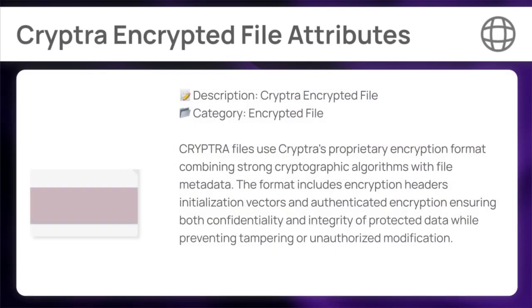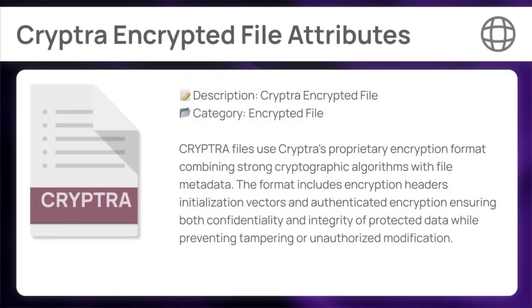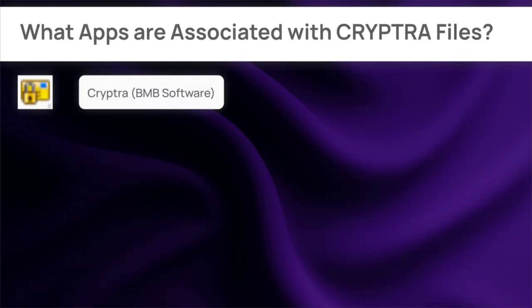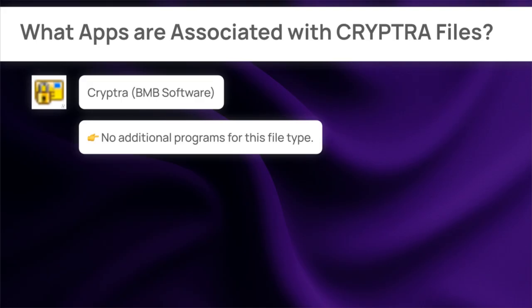Cryptra files use Cryptra's proprietary encryption format, combining strong cryptographic algorithms with file metadata. The format includes encryption headers, initialization vectors, and authenticated encryption, ensuring both confidentiality and integrity of protected data while preventing tampering or unauthorized modification. The most widely recognized opener for Cryptra is unequivocally Cryptra from BMB software.